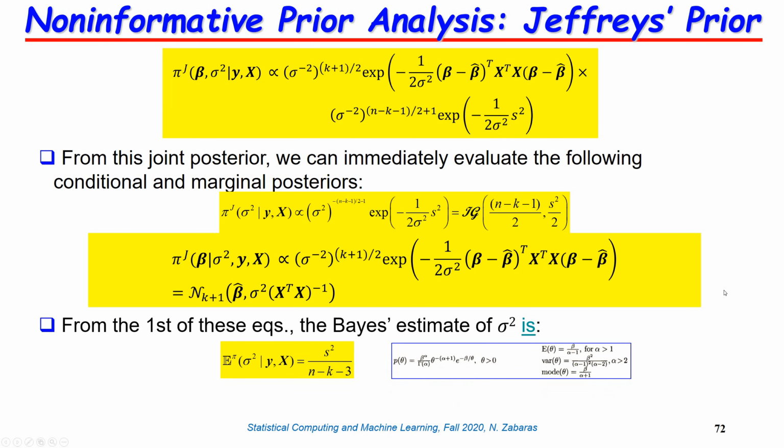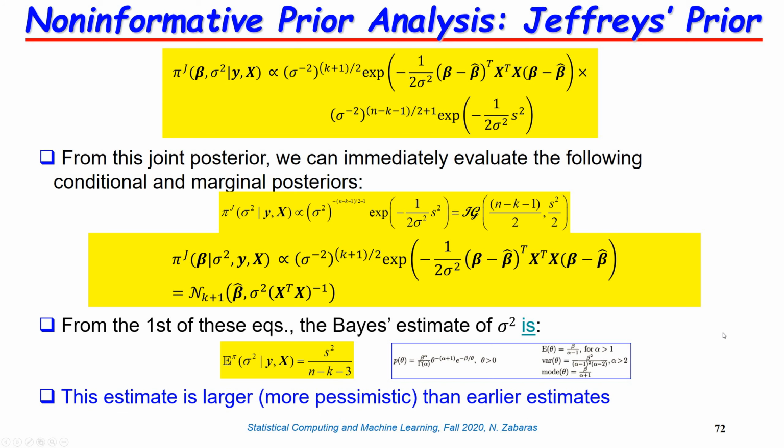So immediately, if you want to find the Bayes estimate for sigma squared, you can look at the generic formulas. You know that the mean of the inverse gamma distribution is beta over alpha minus 1. So you can see that the Bayes estimate for sigma squared is s squared divided by n minus k minus 3. And you can see that this estimate is large. So you get a very high variance as your Bayes estimate. This is a more pessimistic estimate than what we have seen in the earlier models, which is to be expected because we use an uninformed prior.